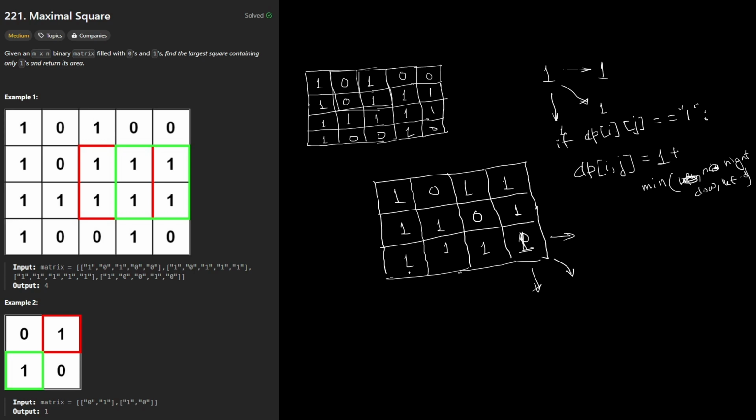So what is going to change? Now you'd be moving into this index here. What is it? Is the value on the right 1? It is 1. The value on the diagonal is 1, and the value at the bottom is 1. So it would be 1 plus the minimum of 1, 1, 1. So its value is going to get changed to 2.